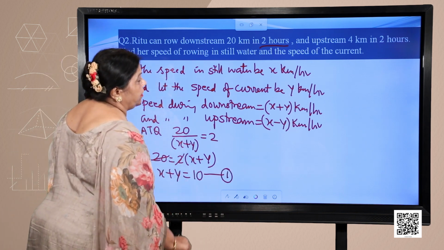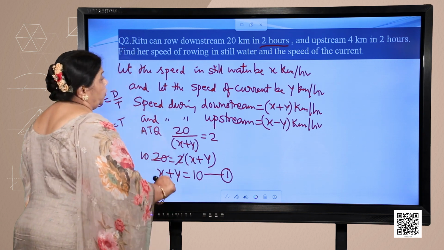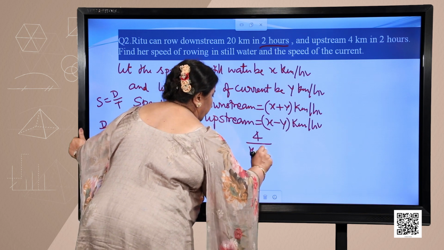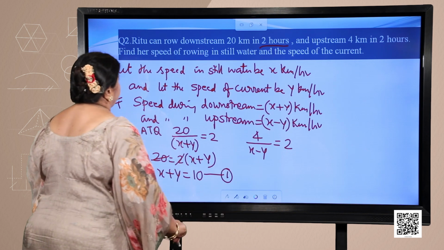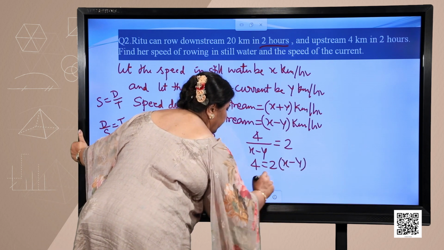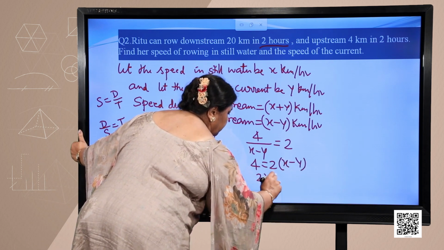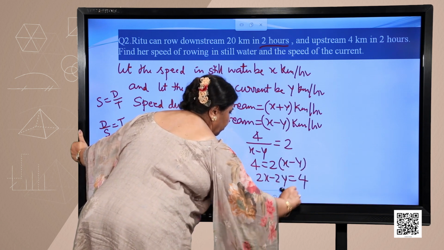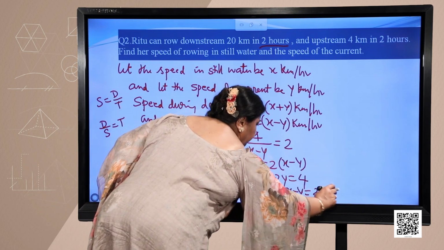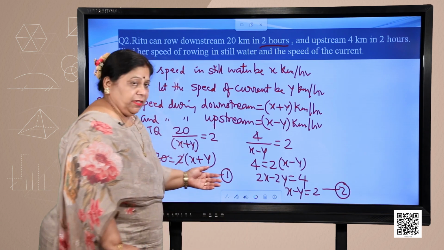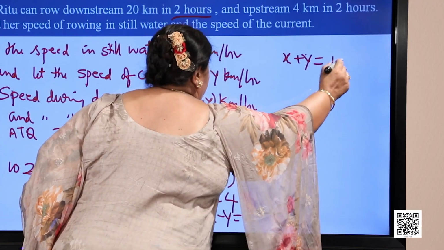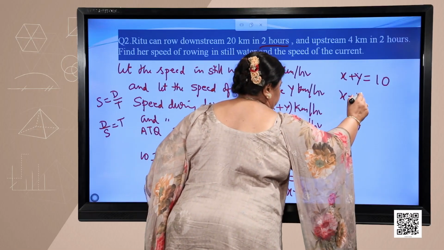Let us see the next condition. She can row upstream 4 kilometers. So, 4 upon x minus y again in 2 hours. So, if I cross multiply, I get 2 into x minus y, that gives me 2x minus 2y is equal to 4. If I take 2 common, x minus y is equal to 2. These are very simple equations. Let us solve them. We have x plus y is equal to 10. We have x minus y is equal to 2.